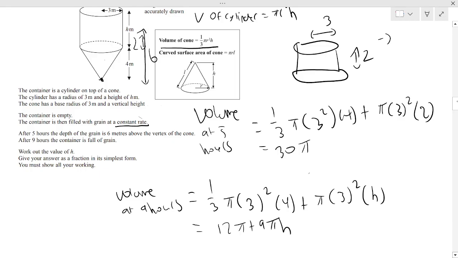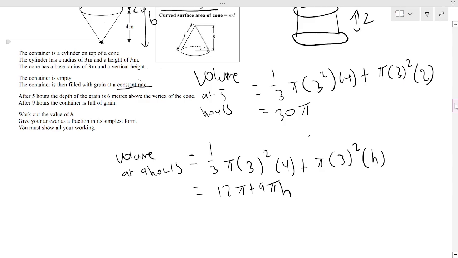Okay. Cool. But we need to find h. Okay, but we are given this crucial bit of detail: the volume fills at a constant rate. So if I can work out the volume every hour, I can then work out how much it would be after 9 hours. So the volume after 5 hours is obviously 30 pi.